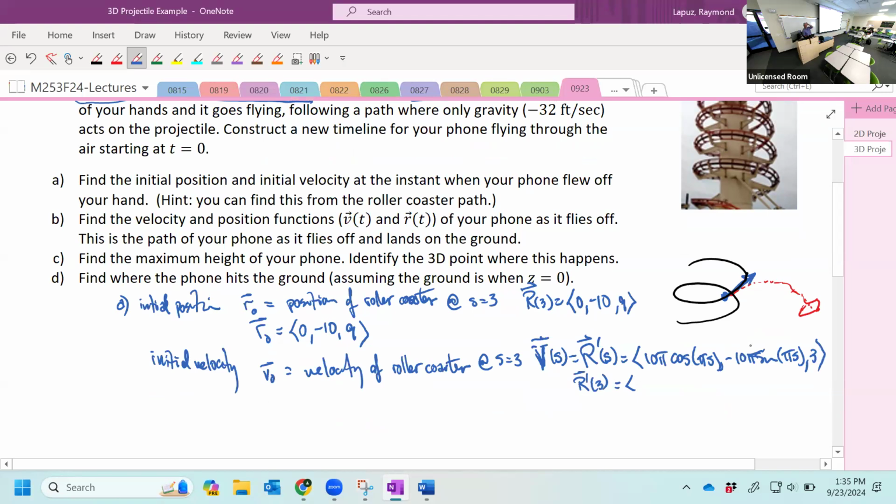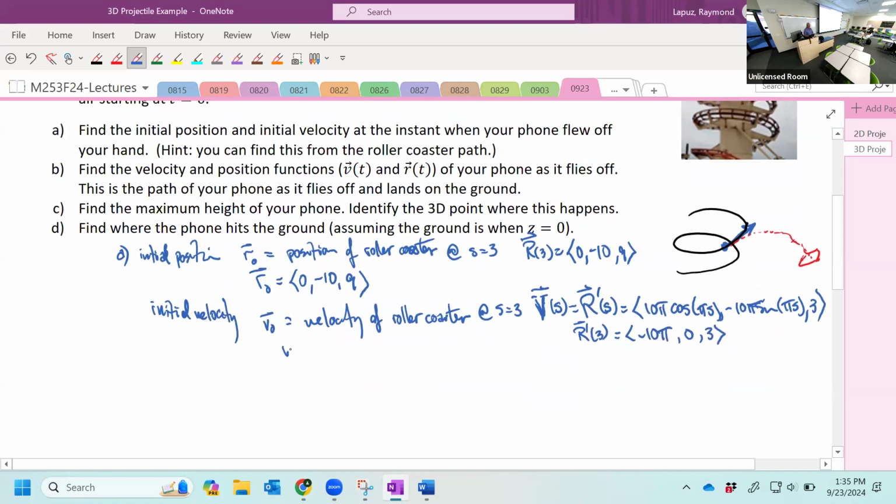So cosine of 3 pi is negative, so -10 pi. Sine of 3 pi is 0, and this is just a constant 3. So there we go, initial velocity for the phone: -10 pi, comma, 0, comma, 3. All right, so now you have information about your phone, and with the gravity, you can figure out the velocity and position functions.